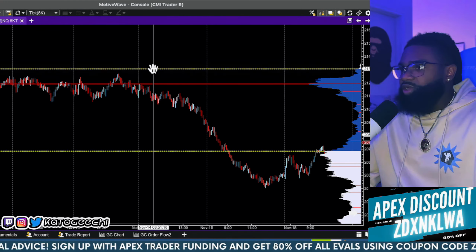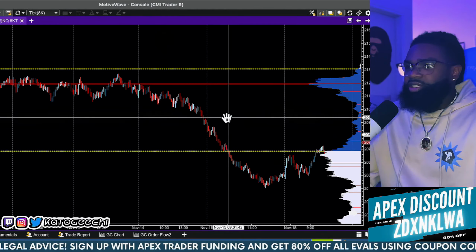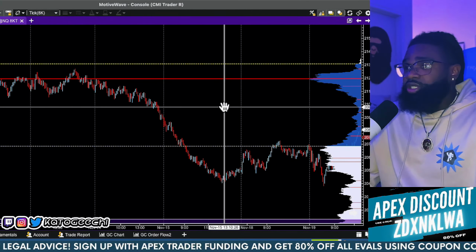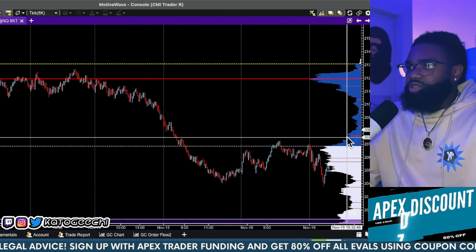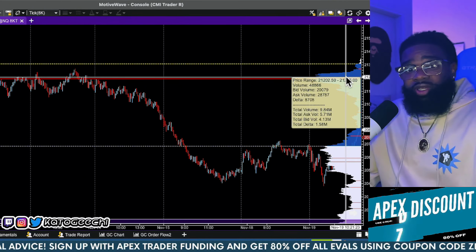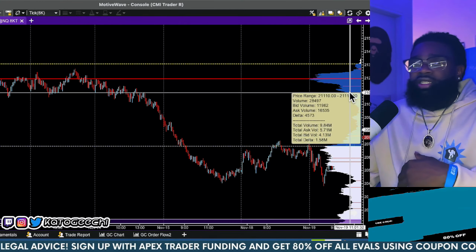Let's identify the next thing. We have these lines here. You have this line here. You have this line here, right? So before we even get into those lines, because I know they kind of stand out as well, we need to get into this blue zone. This blue zone is what we call the value area, right? Where 68 to 70% of the volume in the market is traded.